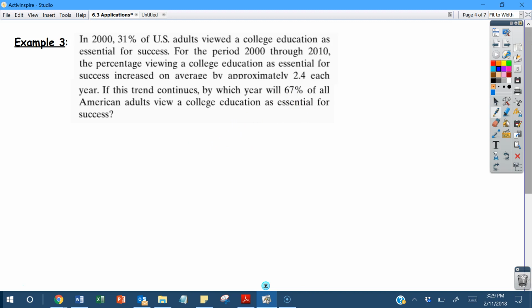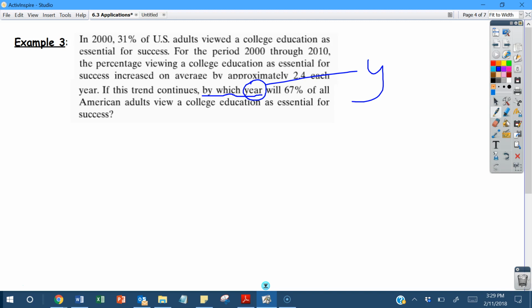We need to start by identifying what in this problem we don't know. Sometimes that's in the question. The question says, by which year will 67% view college education as a success? So what it's asking is which year. It'd be nice at the end of the day to say it's going to be after 5 years or 10 years. That's what we want to know. So that's going to be our variable, which year. Maybe I'll call that Y. That'll be the number of years until we get to that magic 67% of U.S. adults.